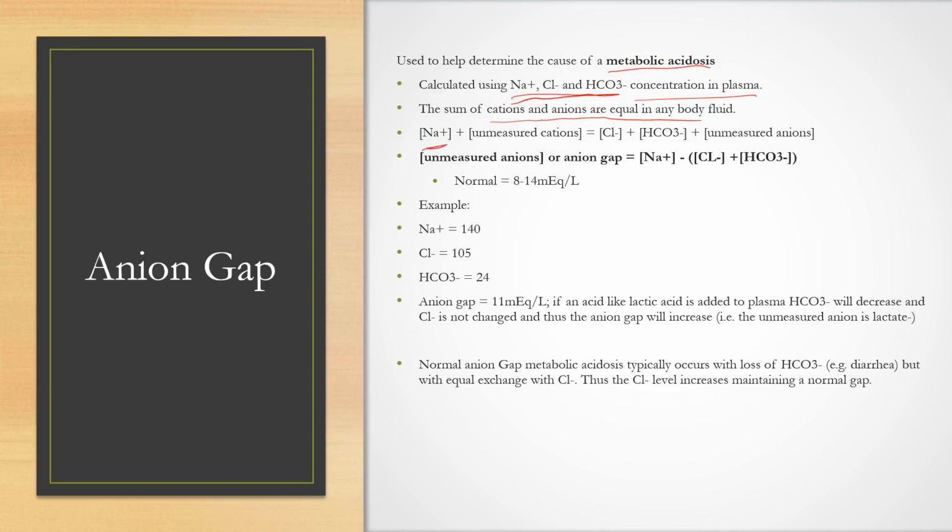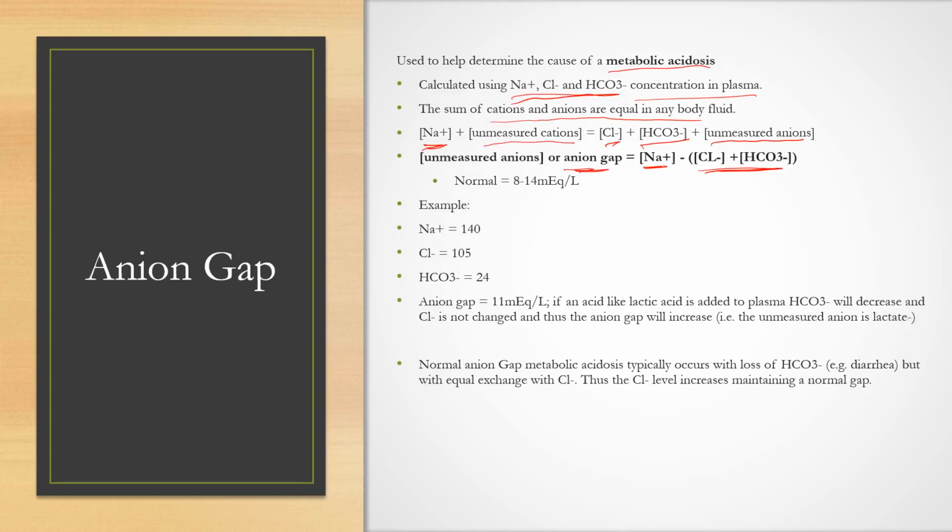So the formula is basically we calculate sodium concentration, and that makes up the vast majority of our cations. But then there's going to be some unmeasured ones that we're not really accounting for. And then chloride and bicarb make up the vast majority of our anions, but there's also unmeasured anions. But they should all equal each other when we're electrically neutral. So the unmeasured anions is our anion gap. So what we usually do is we don't really pay attention too much to the unmeasured cations, because they're essentially so few in number relative to sodium. So we just say sodium minus the chloride plus the bicarb. And so there is going to be a difference.